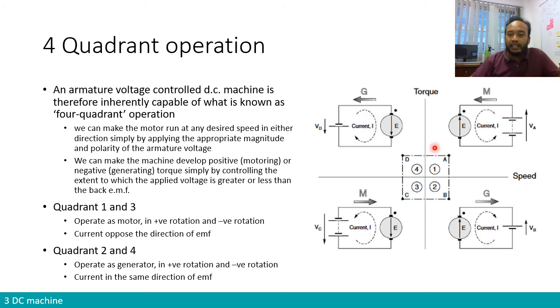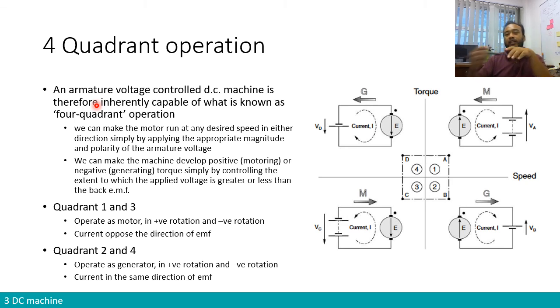So the opposite of that is basically quadrant 3, when you have the negative speed and negative torque. Negative speed and negative torque means that the speed is in the opposite direction and the torque is also in the opposite direction. Therefore, you can imagine that instead of the machine rotating in clockwise and accelerating in clockwise, now the machine is rotating in counterclockwise and it is accelerating in counterclockwise.